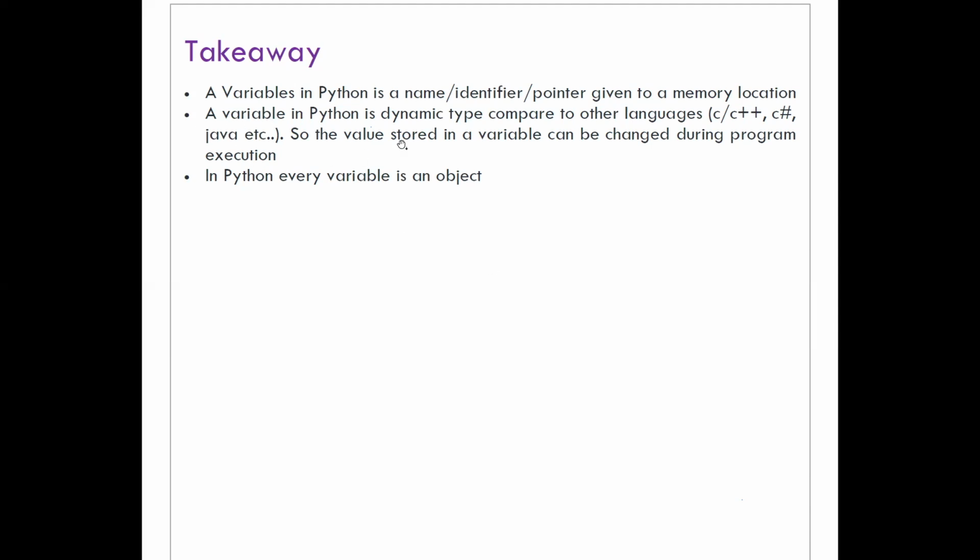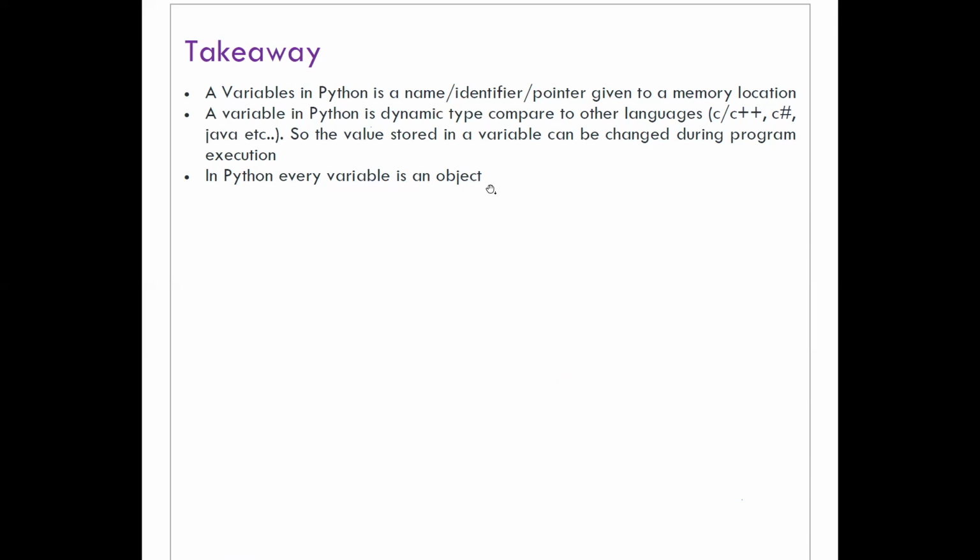Now, a variable in Python is a dynamic type compared to other languages. So during our execution, a variable value can be changed to any value. Dynamically, the memory location will be allocated and pointed to that memory location. That is why in Python, a variable is a dynamic type, unlike other programming languages like C, C++, C Sharp, Java, etc. In these languages, you can't assign a variable to a different type in the same scope.